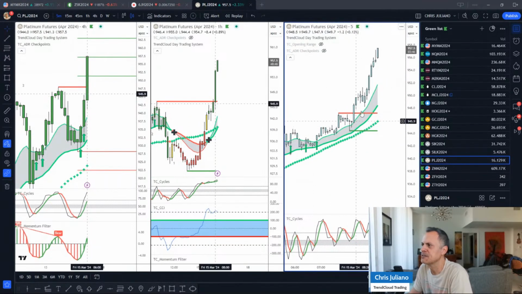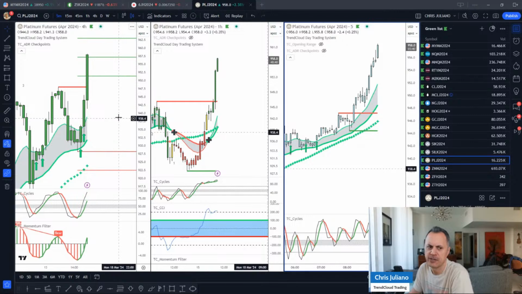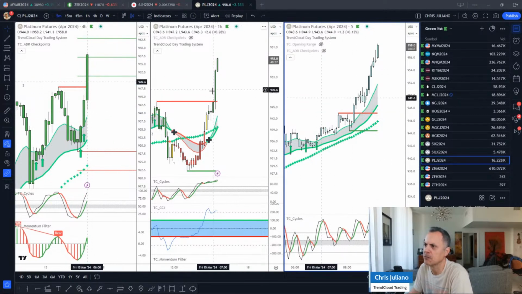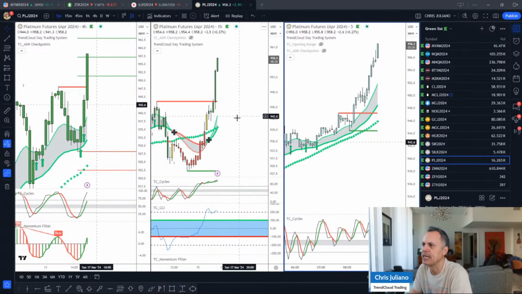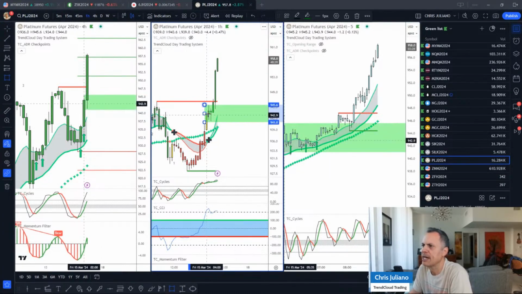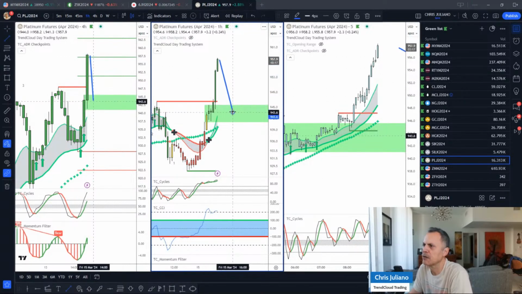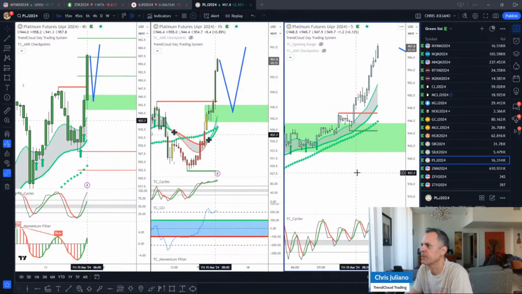We are extended, so this should be looking for some kind of pullback, but we've just got way too much momentum and trend to the upside to be thinking short. We have to wait. What are we going to wait for? How about this right here? Look at this. Rally base rally. You've got part of the trend cloud there. That might be a real nice pullback area for the move up.